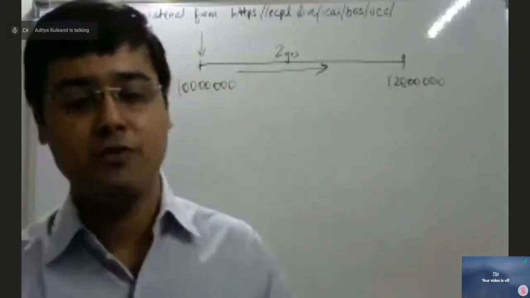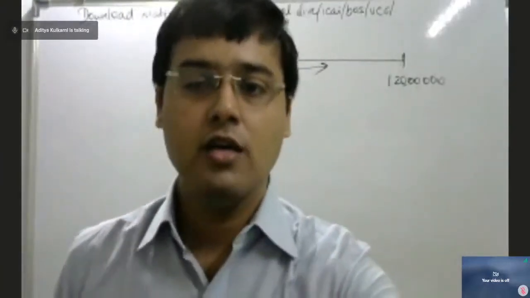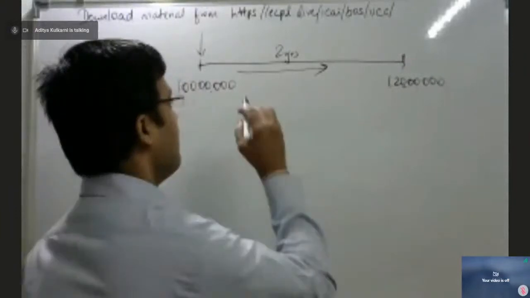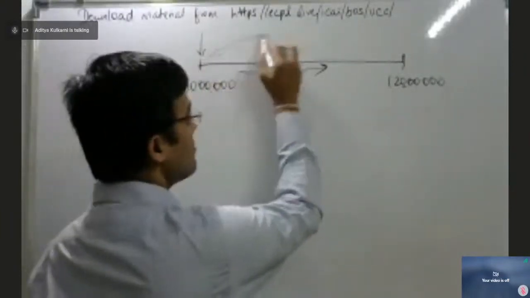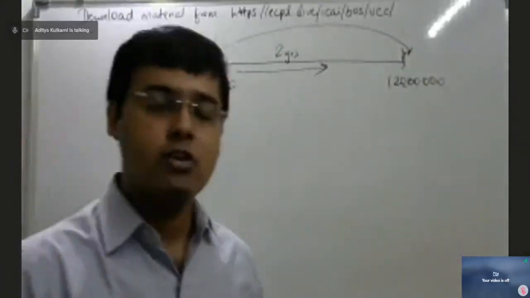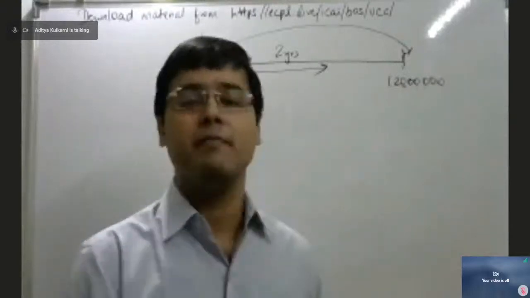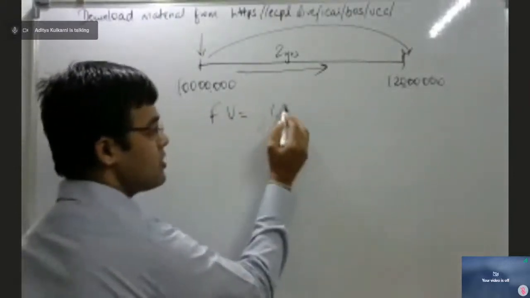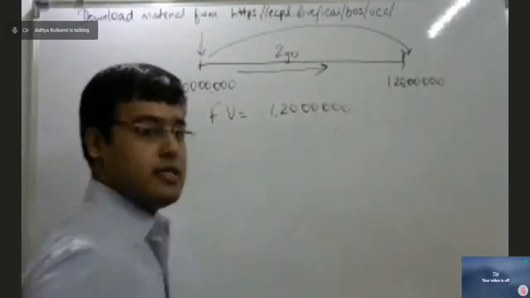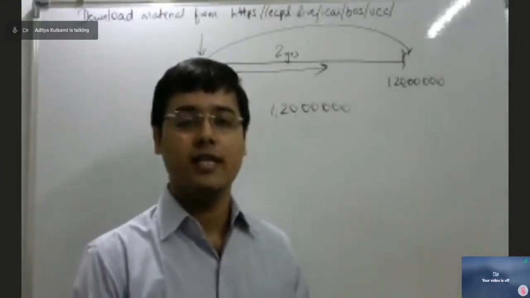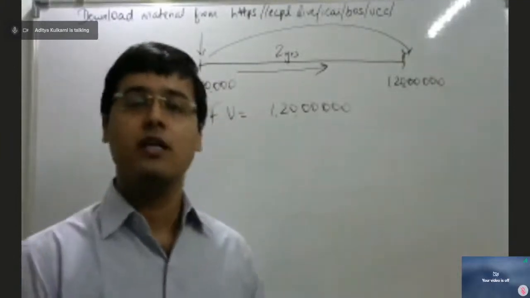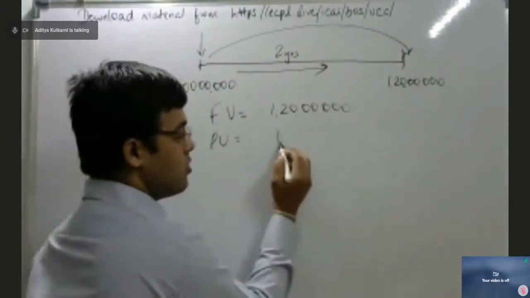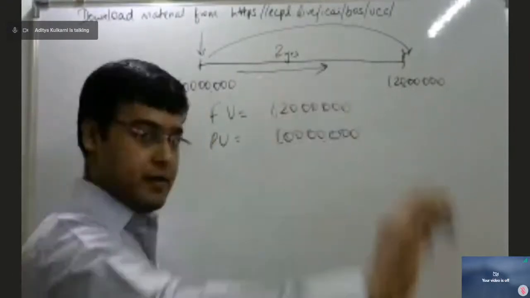I will just proceed one step further. This is not given in your study module. Let us assume that the payment for this investment property is going to be made after 2 years, a single bullet payment of 1 crore 20 lakh rupees. So can I say the future value is 1 crore 20 lakhs? Yes. If I pay it in today's terms, that means right now, the present value would be 1 crore.